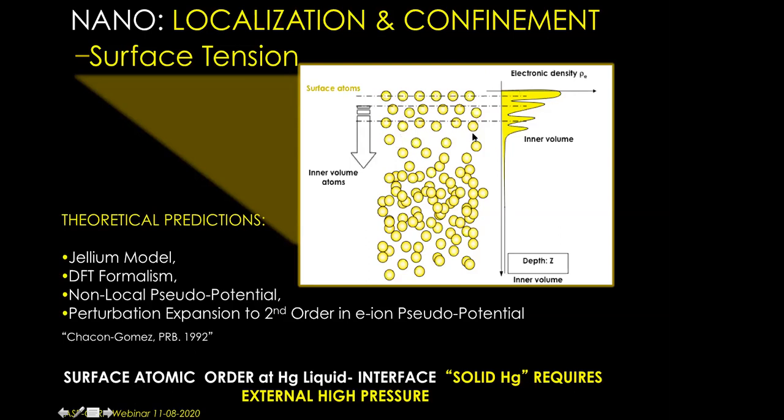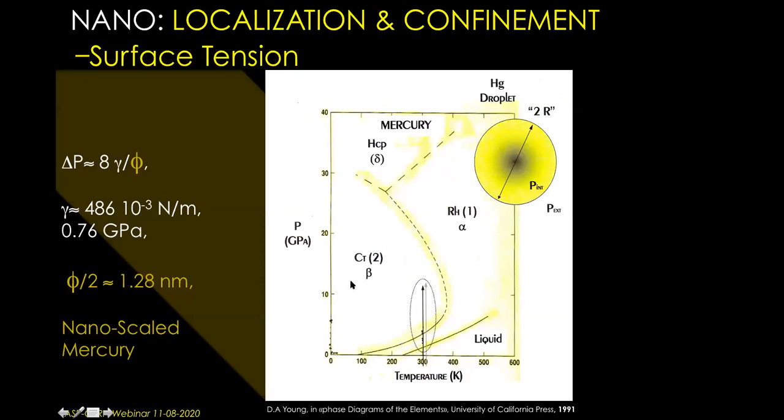And well, in our case, we want to show this order at the nanoscale. And remember what we said: this is the phase diagram again of mercury. If you have mercury on which you are exerting a surface tension pressure of the order of 1 gigapascal, it will be solid. You will be in this region here, rhombohedral alpha.